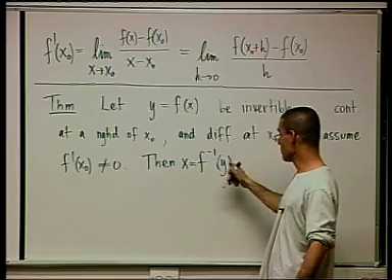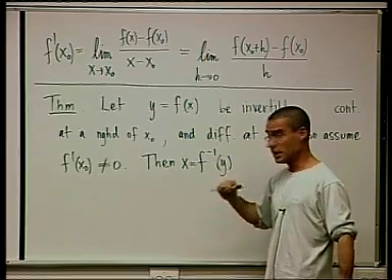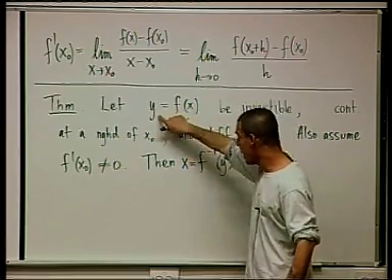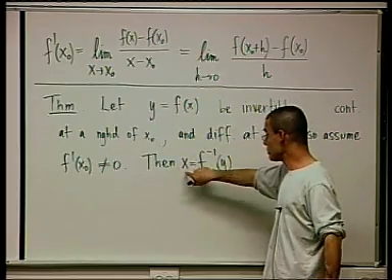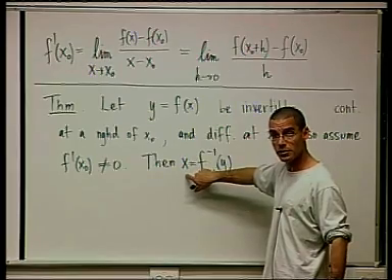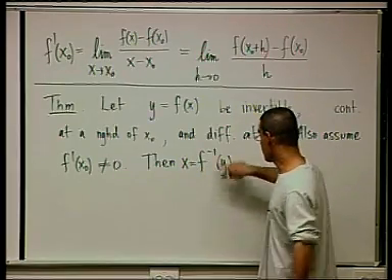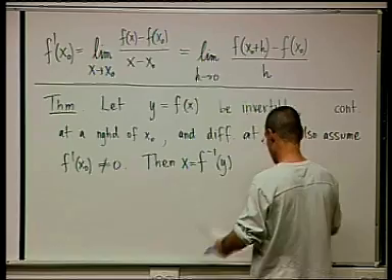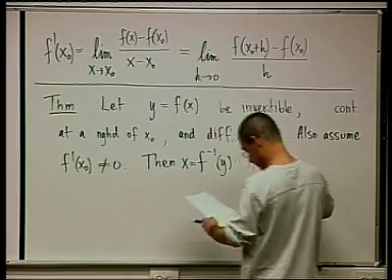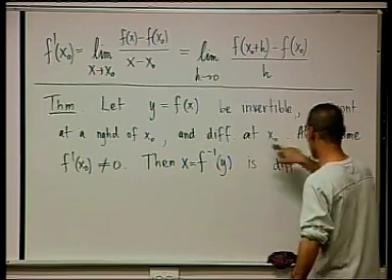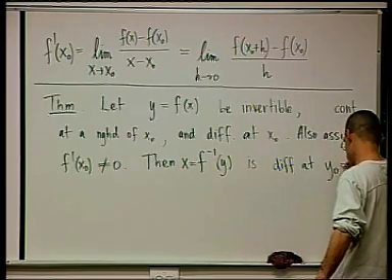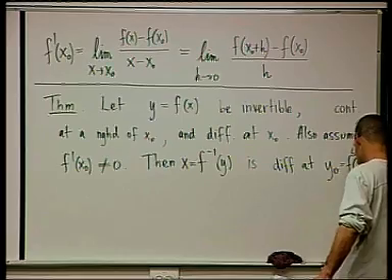It's a function going from the y's to the x's, and if you put an x here and get a y, this function applied to that y has to reproduce the original x. Okay, so f inverse is differentiable at y0, which is f of x0.